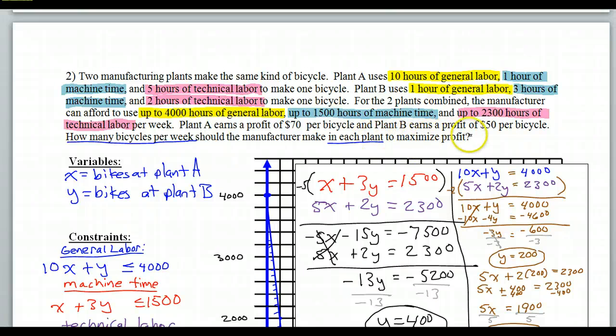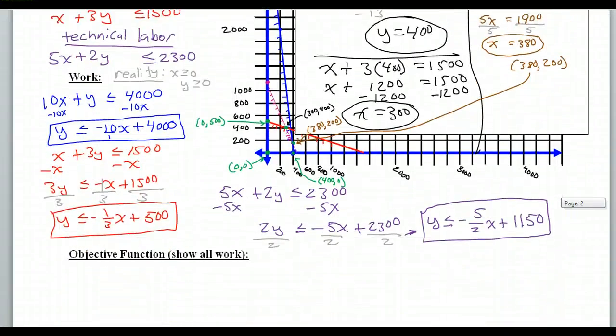As often is the case, our objective is to maximize profit. So I can show you that the profit information is right here. Plant A earns a profit of $70 per bicycle, and Plant B earns a profit of $50 per bicycle. So remember, Plant A is X, Plant B is Y. So that's 70x plus 50y is our profit function.